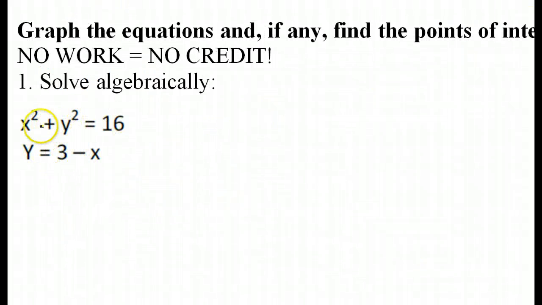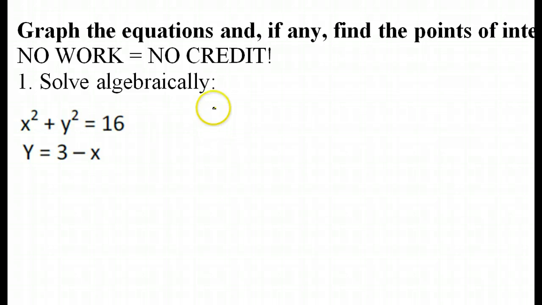Okay, so obviously this top equation is the circle because you see the x squared and the y squared, and the bottom equation represents the line. Notice there are no exponents in the line equation. The first thing you have to do is get y by itself. Now that's already done for us, so we don't have to worry about that part.